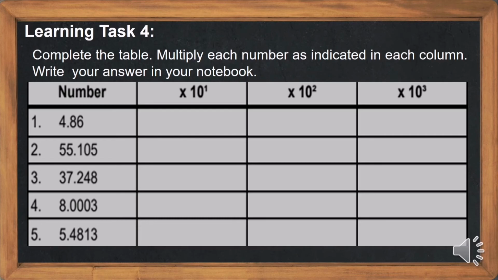For number 3, we have 37.248 times 10 to the power of 1 and times 10 to the power of 2 and then times 10 to the power of 3. For number 4, 8.0003 times 10 to the power of 1, times 10 to the power of 2 and times 10 to the power of 3. For number 5, we have 5.4813 times 10 to the power of 1, times 10 to the power of 2 and then times 10 to the power of 3.